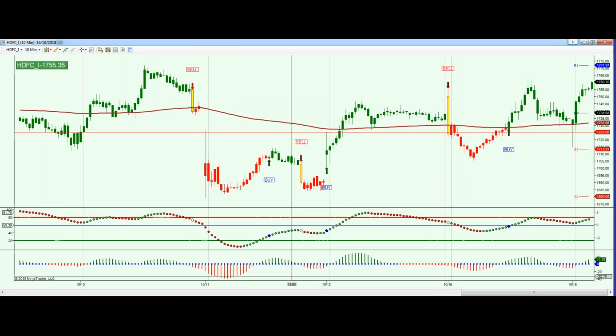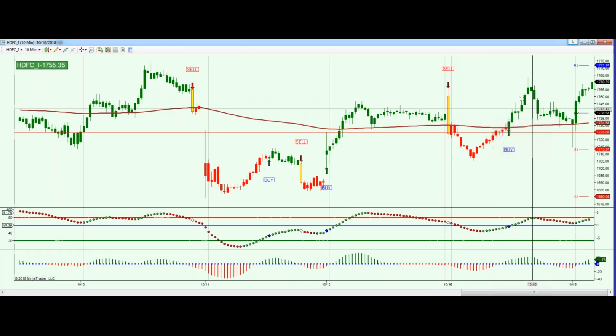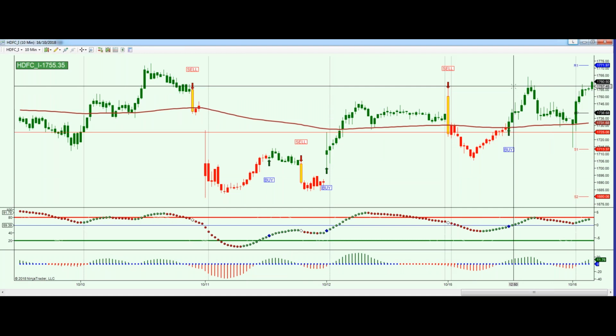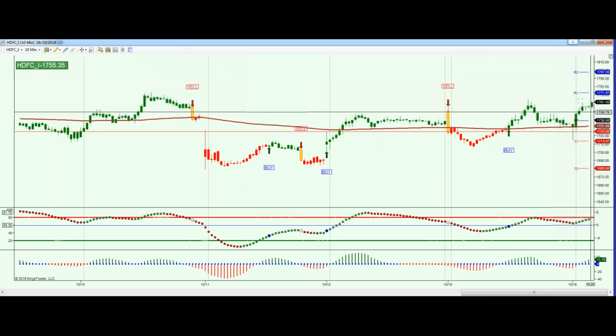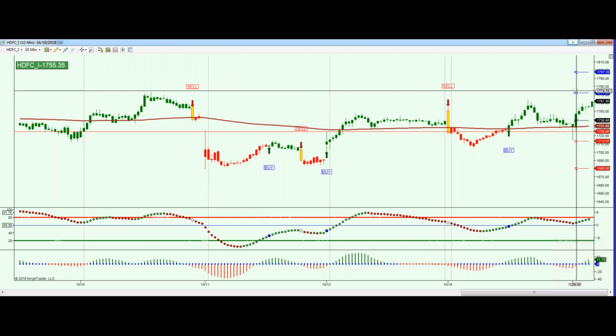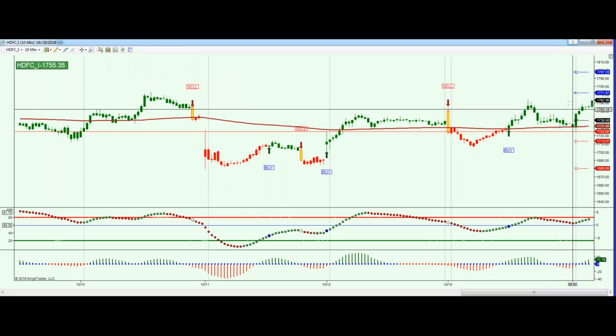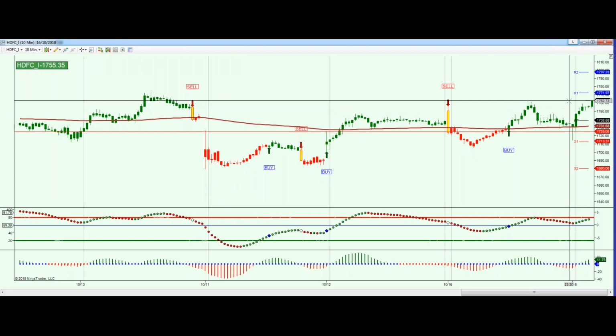So HDFC, my entry is 1772. So as it reaches 1772, it will get triggered. I have taken it above R1. Or you can even enter now, that is at 1762.